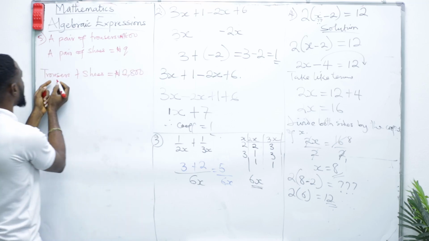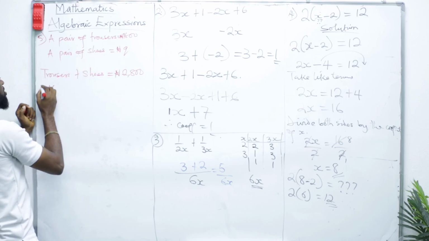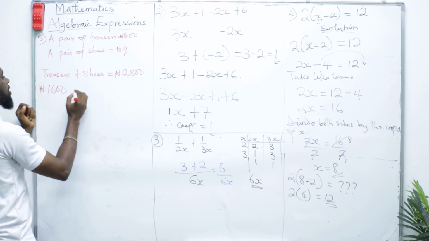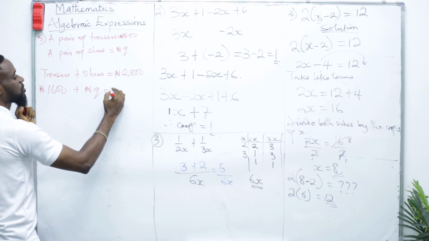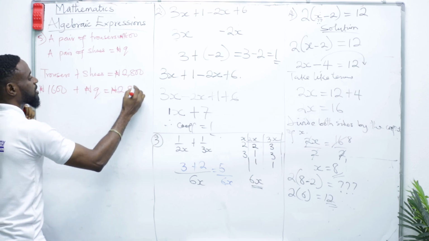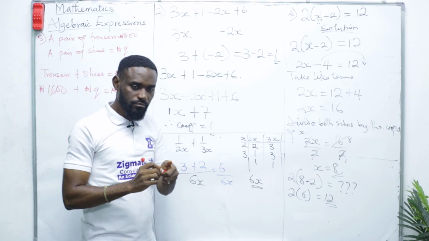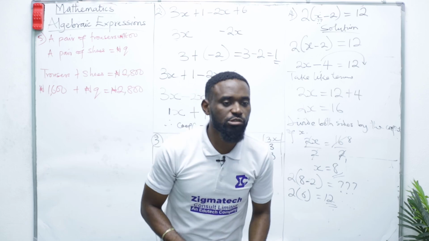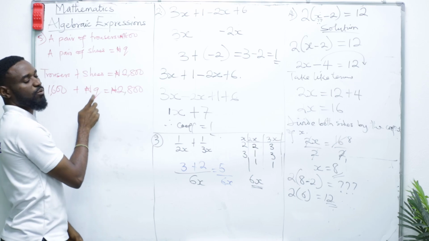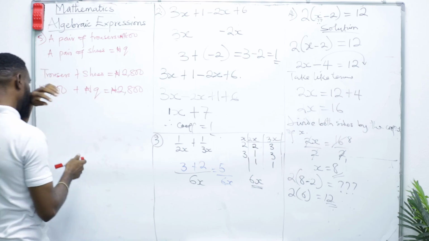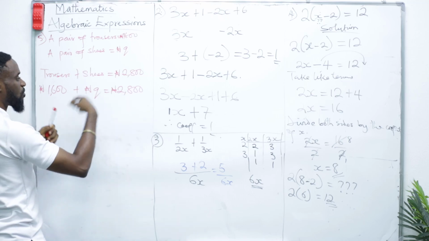2,800. So what is our cost of trousers? 1,600. So 1,600 naira plus Q naira for shoes is equal to 2,800 naira. They're asking us what is the cost of the pair of shoes, which is Q. So they're asking us for the value of Q. That is simply what they're asking us. So if you can permit me, let me remove this naira. We'll put it back when we get the answer.